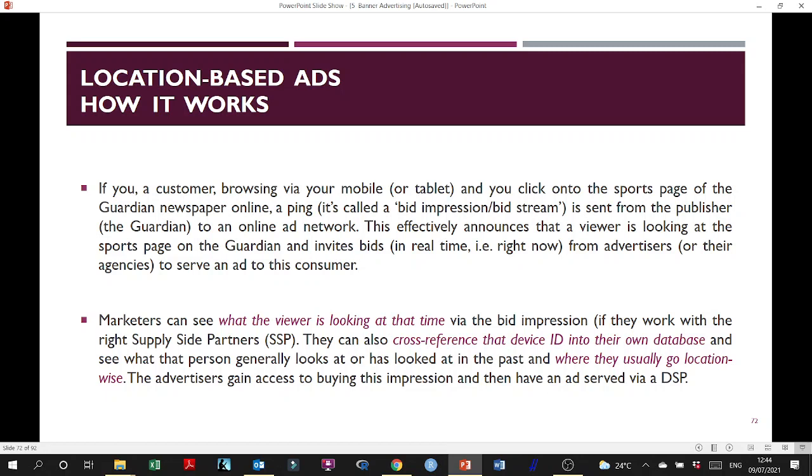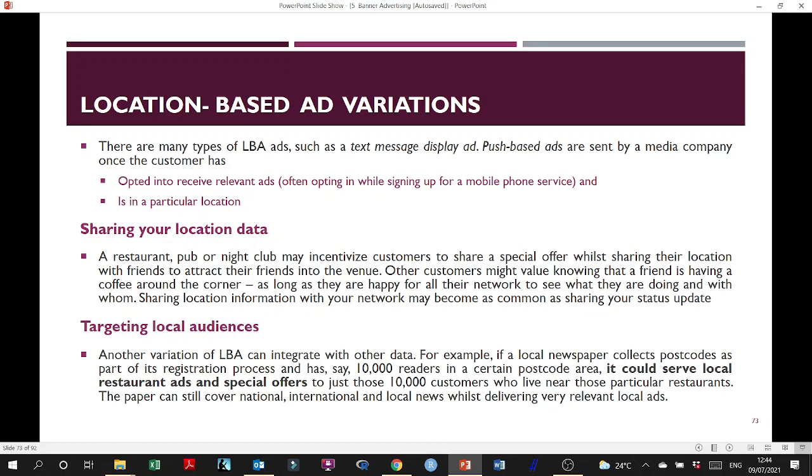This is too much information about one single person, but usually these kinds of platforms give you aggregate data rather than individual data. The advertisers gain access to buy this impression and then have an ad served via the demand side platform. There are many types, of course, of location based advertising, such as text messaging, display ads, or push based ads. We don't receive many of these text messages, but we do have some push based advertisements that are sent to the media company once the customer has opted into receive relevant ads mode or is in a particular location connected to a certain Wi-Fi of a business.